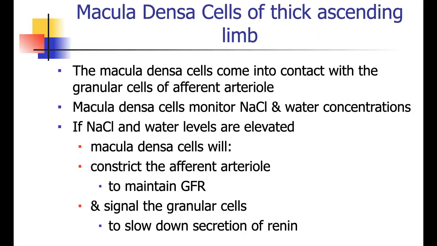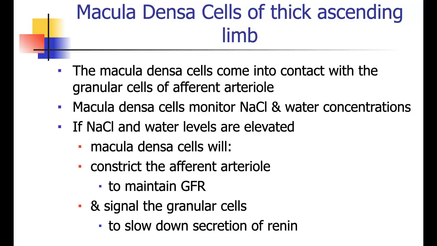The macula densa cell's job, then, is something a little bit different. These cells come into contact with the granular cells of the afferent arteriole, and they monitor sodium and water concentration, okay? So the granular cells are monitoring blood pressure. Macula densa cells are monitoring NaCl and water. And these are related, but they're different, right?